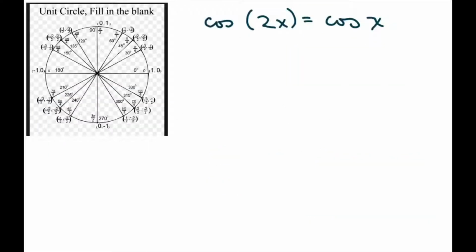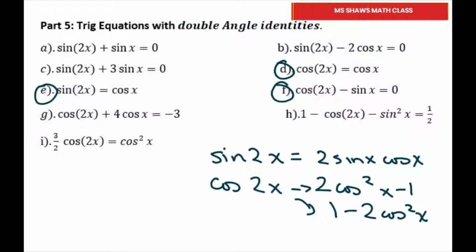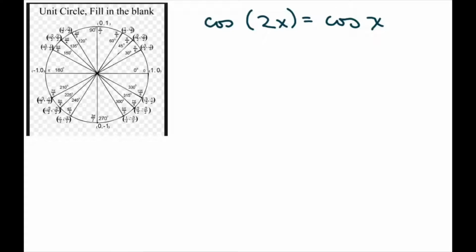So let's get started. By the way, we're only going to do these three right here. This is part 2. I already did part 1, and the next set will be part 3. Basically, we have cosine of 2x equals cosine of x. Since this is a cosine, we want to use the double angle identity that includes cosine, which is 2 cosine squared of x minus 1. So all I'm doing is substituting this for my double angle identity.